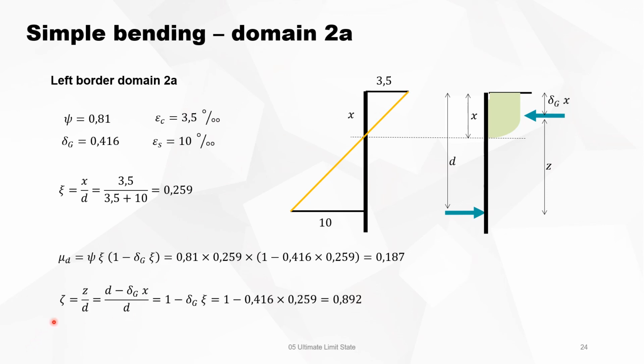And the zeta for calculating the reinforcement is just filling in the different values, and you have 0.892. So it means for the reinforcement, it's md divided by zeta d fad, so you have a simple relationship between the reinforcement and the bending moment. This is for the left border.